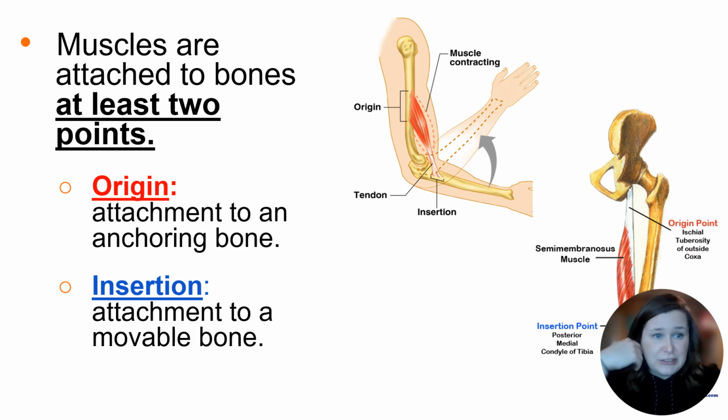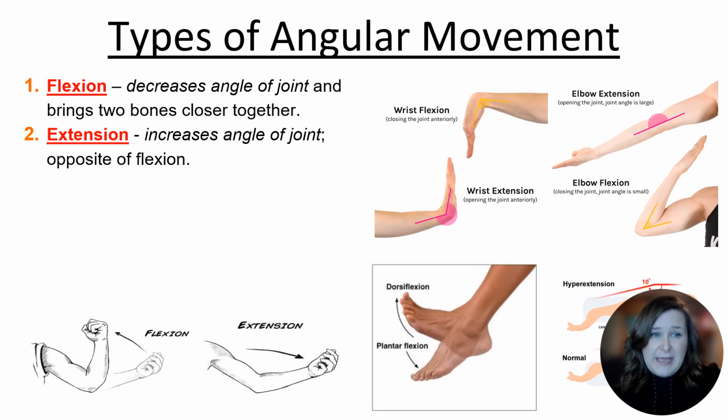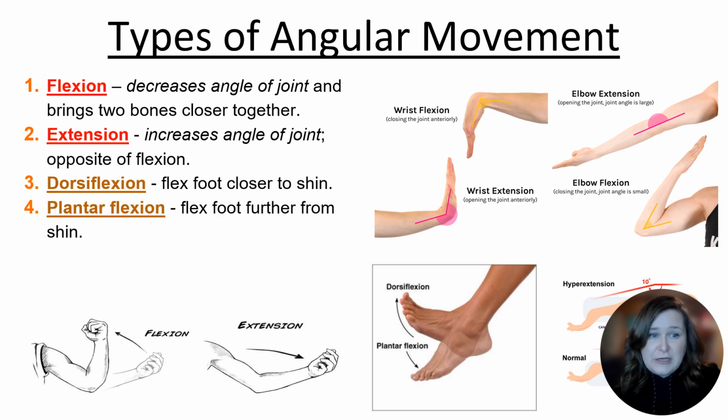Muscles are going to be attached to bones at least 2 points. The origin is going to be the attachment to an anchoring bone, and the insertion is going to be attachment to a movable bone. We're going to have a few different types of angular movement that your book is going to talk about. Your book actually has way more than these, but I just want to talk about a few of them.